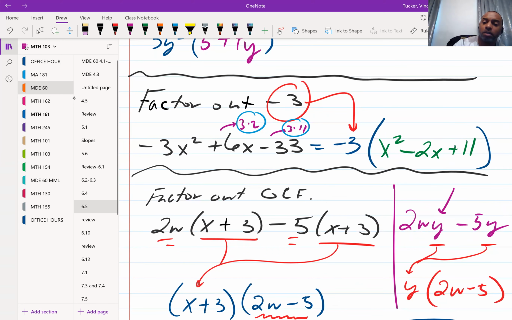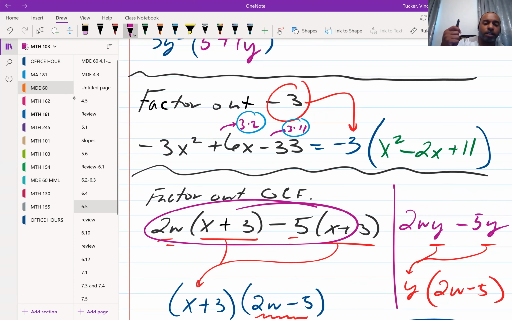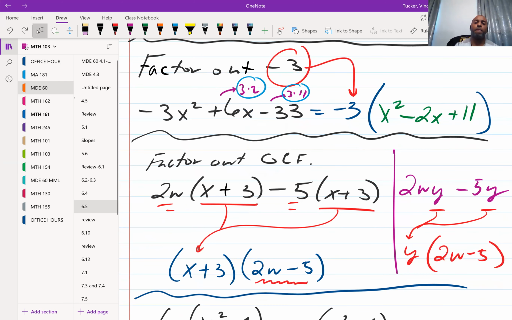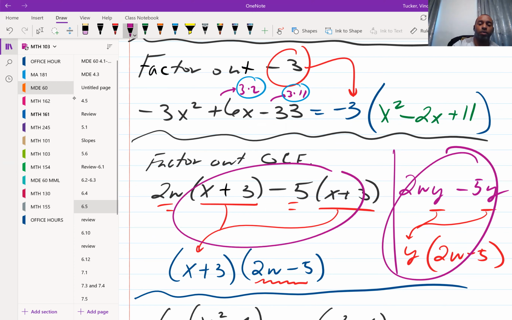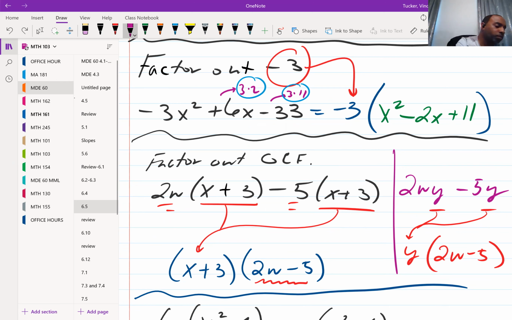All right. So like I said, over here, I'm just simulating what's going on over here with smaller terms. So we do the same thing here. It's just that x plus 3 is the GCF. So we bring that out front, and then what's left is the 2w minus 5. So the same thought process that we use here is what we use over here. Questions?